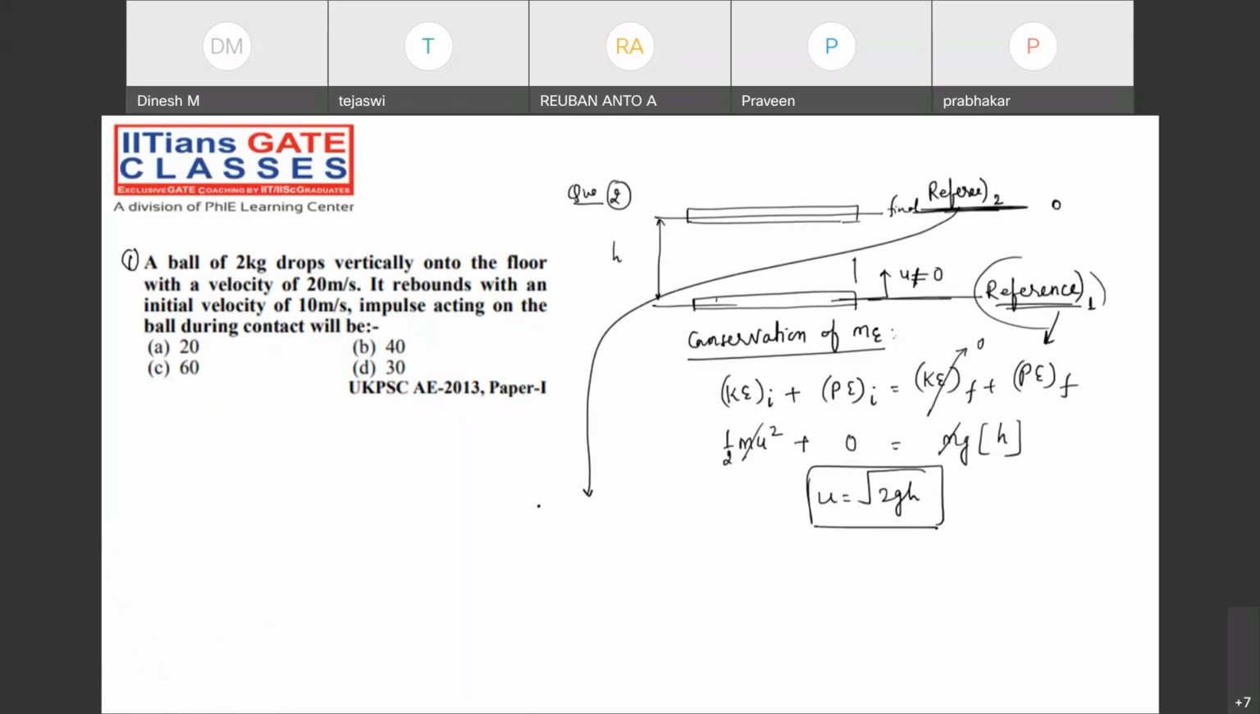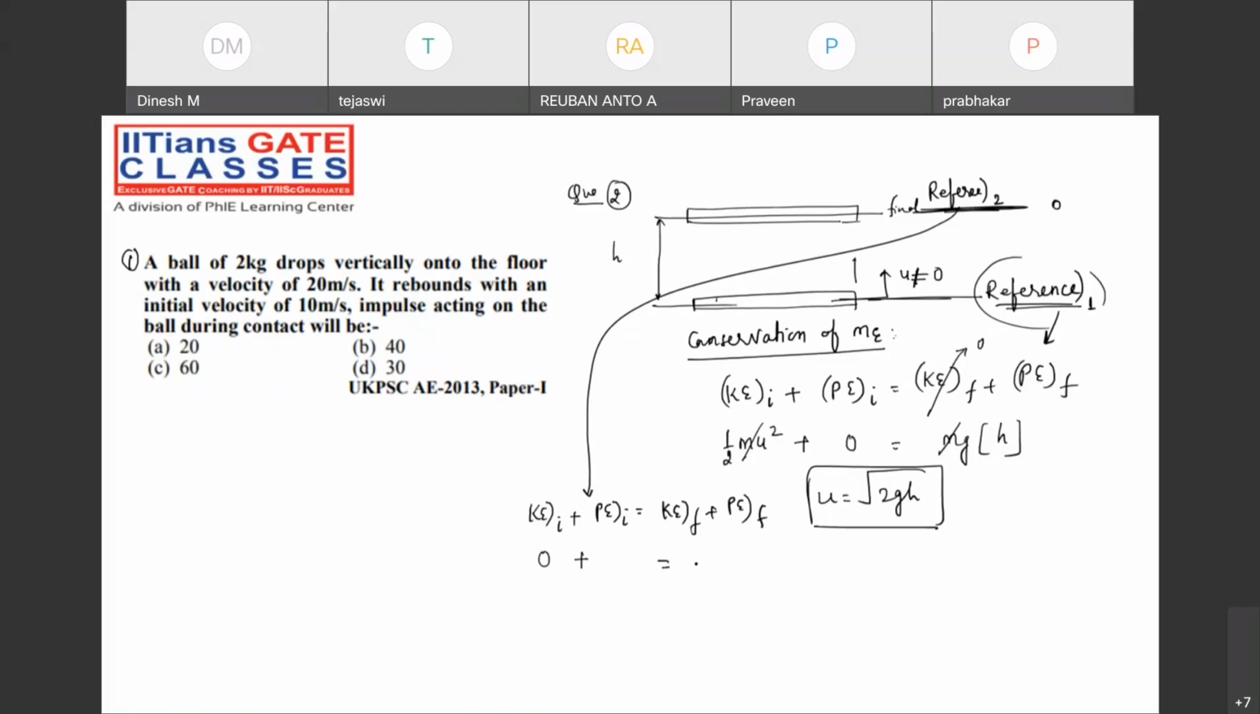Now for this case, what will be the initial kinetic energy, initial potential energy, and what will be the final kinetic energy and final potential energy? Remember, potential energy means spring force energy as well as gravity energy. Initial kinetic energy, what can we have? 0. Yes or no, guys?